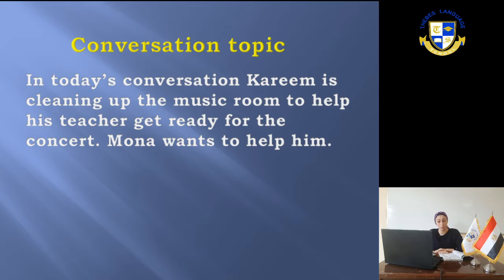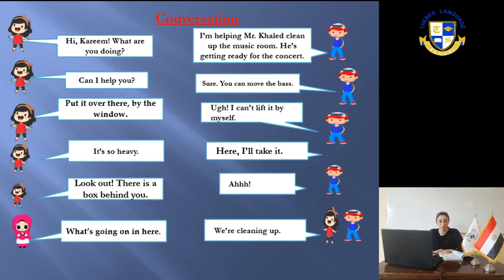Let's see what happened with Karim and Mona. Karim and Mona are going to be our conversation characters for today. So please, let's move with them in order to see what happened, okay? In today's conversation, Karim is cleaning up the music room to help his teacher to get ready for the concert. Mona wants to help him. Okay, you can look at your book page 1, or you can move with me to slide number 4 in order to see the conversation.